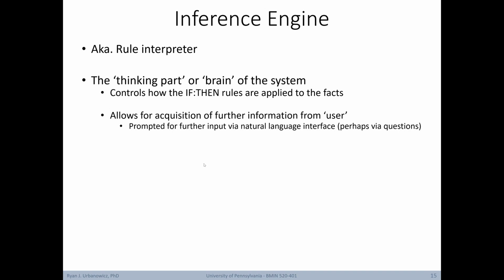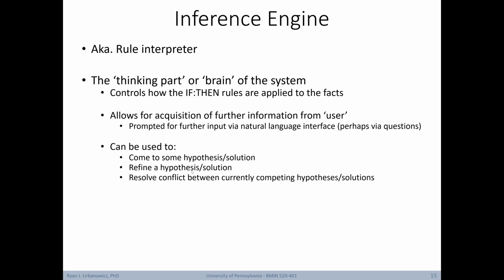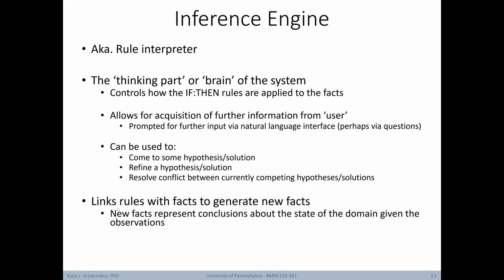It allows for the acquisition of further information from the user by prompting the user for further input via a natural language interface, perhaps by questions. And it can be used to come up with some hypothesis or solution, to refine a hypothesis or solution, or resolve conflict between some currently competing hypotheses or solutions. Ultimately, the inference engine is responsible for linking rules with facts to generate new facts, where new facts represent conclusions about the state of the domain given the observations. Given that we're focusing on rule-based expert systems, the inference engine is almost always going to apply forward or backwards chaining as the inference strategy.